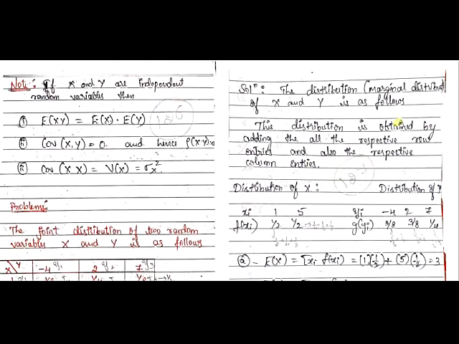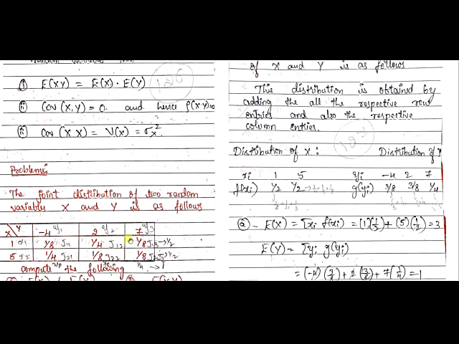Here the marginal distribution of x and y is as follows. Whatever is given in the table, I have written separately. The marginal distribution of x is this, 1 by 2 and 1 by 2, that I have written here. How it has come, that is already explained. See, how many elements are there for x? 2 elements are there, that is x1 and x2. Which are those? 1 and 5.